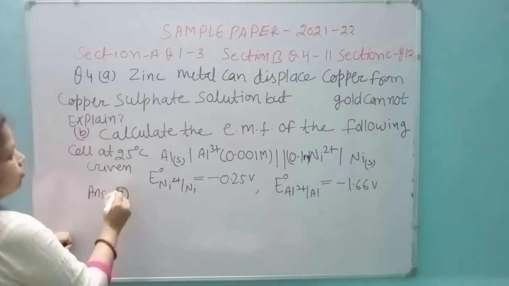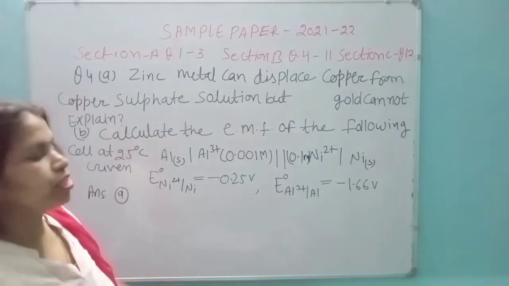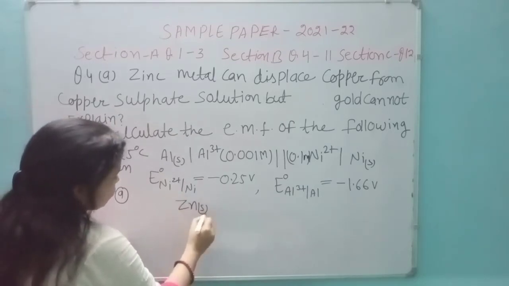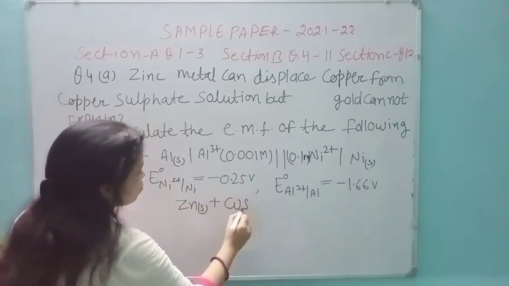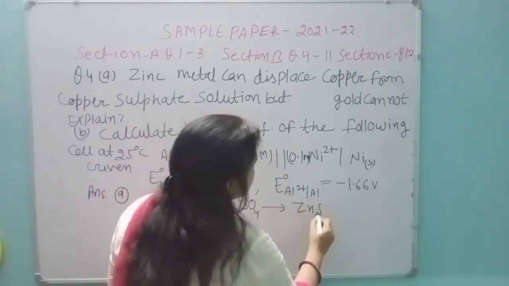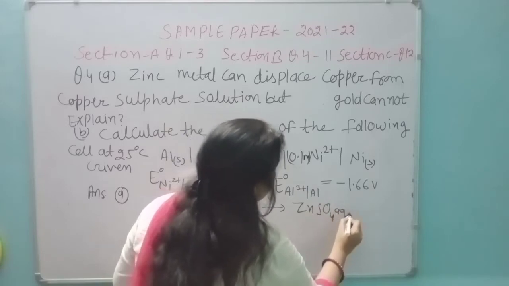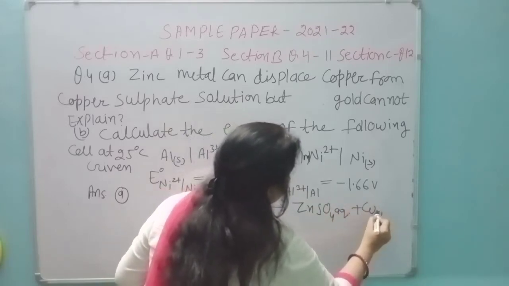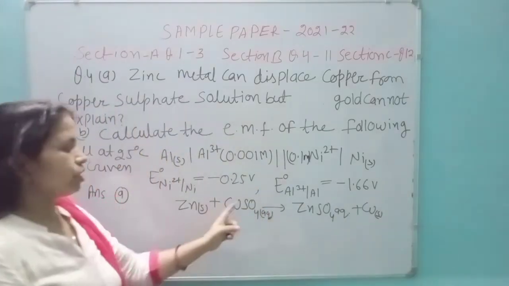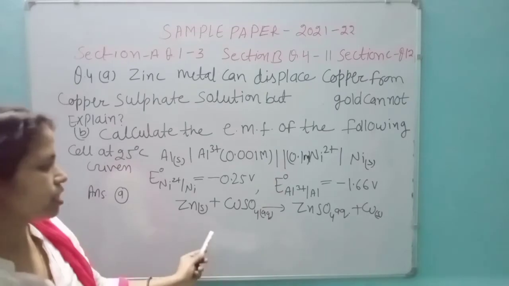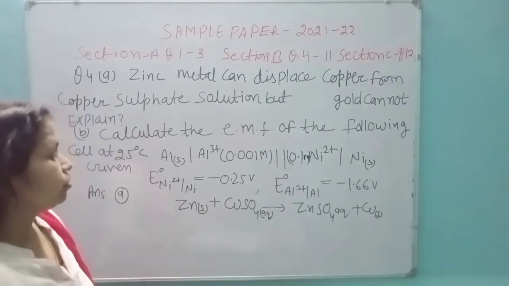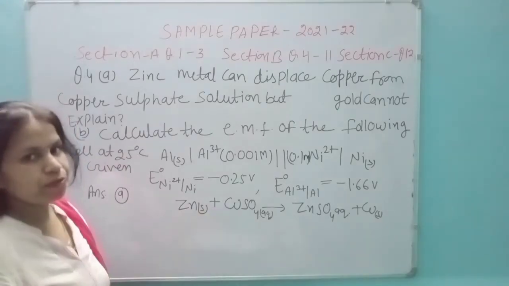Section A. Zinc metal can displace copper from copper sulphate, so we can make the equation. CuSO4 plus zinc converts into zinc sulphate, aqueous, and copper, solid. Do you know the name of this cell? Voltaic cell and galvanic cell. This is the voltaic cell, Daniell cell, galvanic cell, electrochemical cell. You can write any name. So what happened in this reaction? This is the displacement reaction.